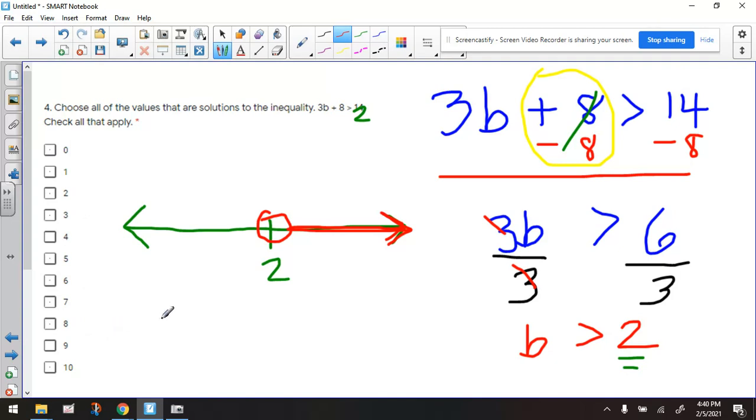So don't pick things that are less than 2. That's not going to be right. You want to pick numbers that are greater than 2. Don't pick 2, because 2 is not greater than 2. Now if there had been the little line underneath it and the symbol instead had been this, and that symbol had been there all along, then 2 would be a solution also, because it would include the 2. But when you don't have that or equals part of the symbol, then don't include that.